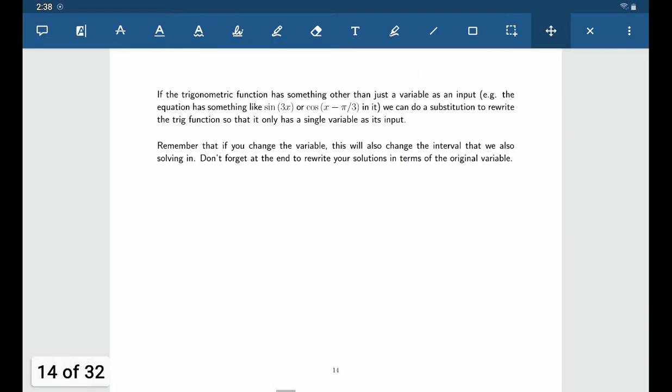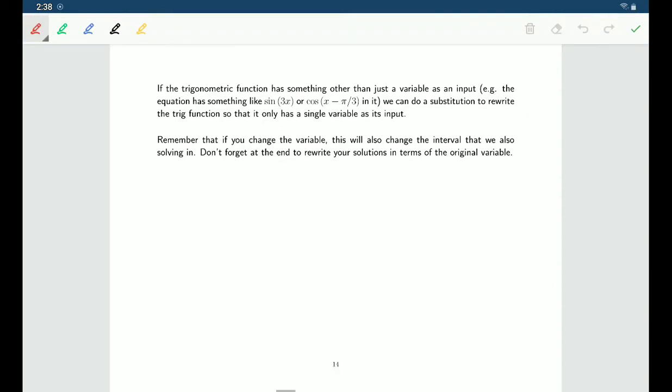Excellent work. Let's continue. We had a similar sort of thing for inverse trigonometric equations where it might not just be the inverse trig function of x, it might be the inverse trig function of some function of x. So we're going to be doing the same sort of thing that we did in chapter 8.1, which was do a little substitution to make our lives easier.